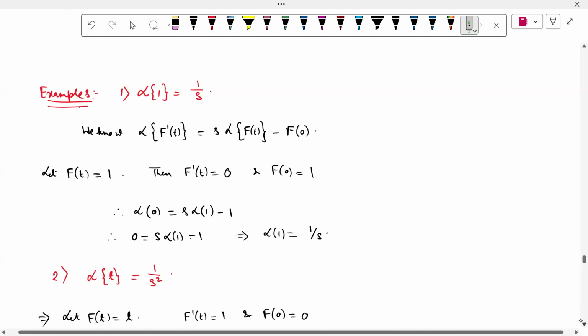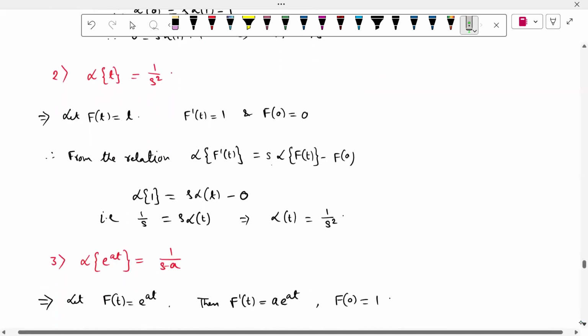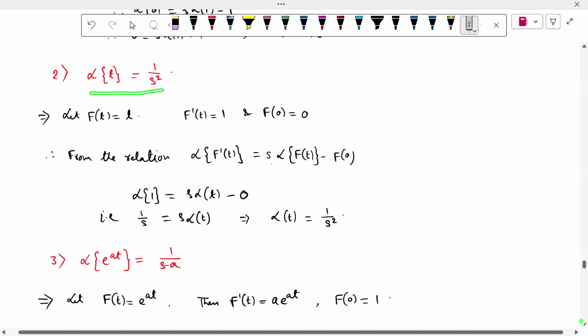So these are simple applications. Similarly, you can find L of t equals 1 by s square in a similar way. I just solved it here. This is very simple. You can try yourself, and if you get stuck anywhere, you can pause the video and see how I have done it. The detailed solution is there. You can check.